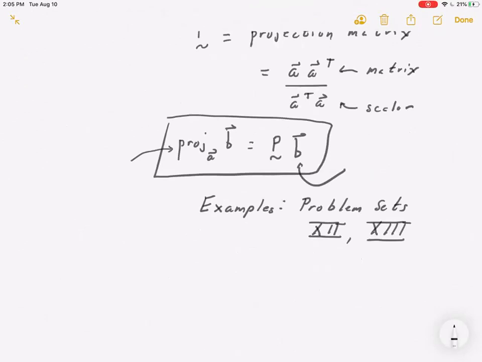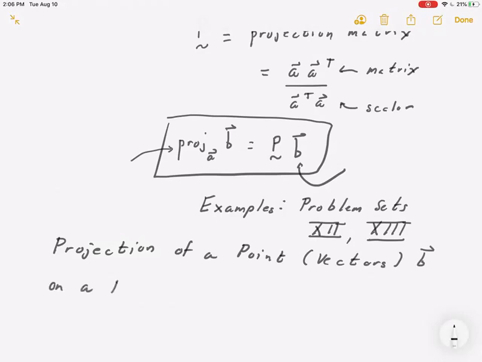So the last thing, or last time, we also looked at a different question, named the problem of projection of a point or vector. Vectors are points, points are vectors. Again, we'll use the symbol B. And in this case, we're going to project this point or vector onto a plane. A completely different problem that we looked at last time.